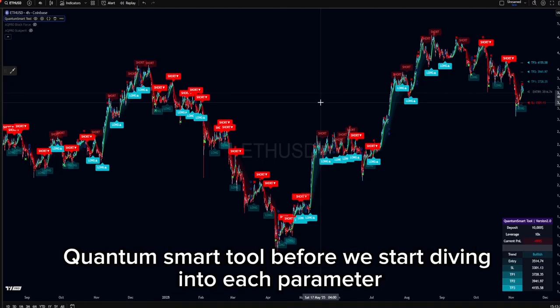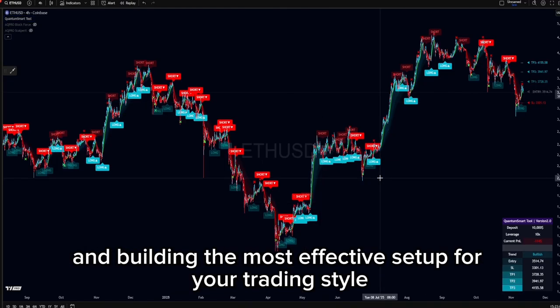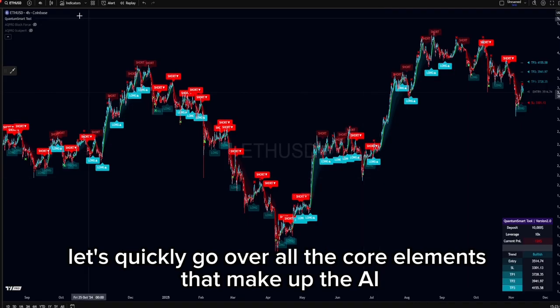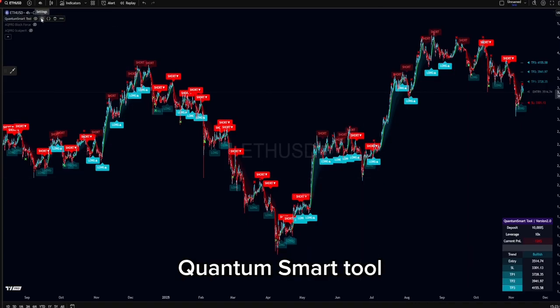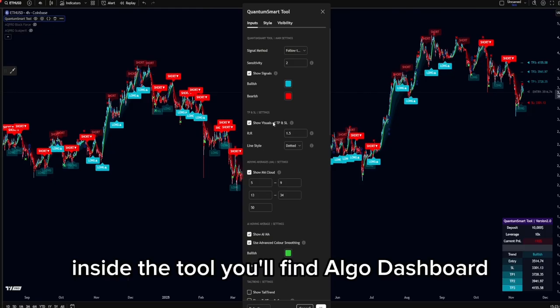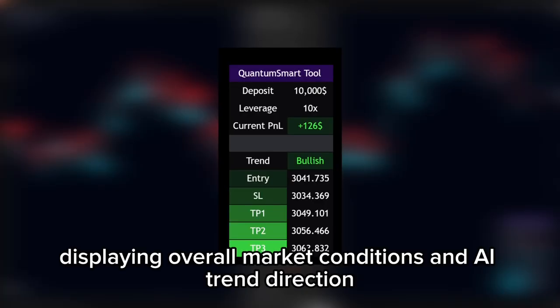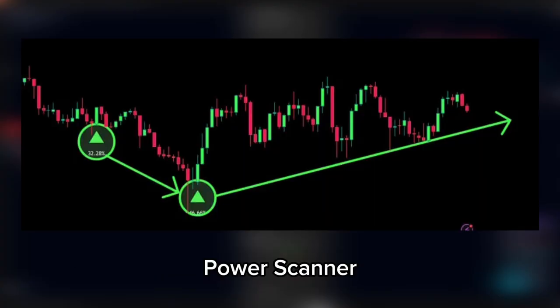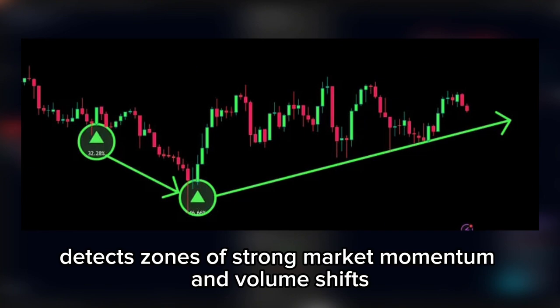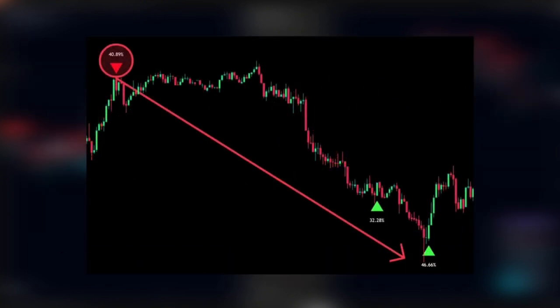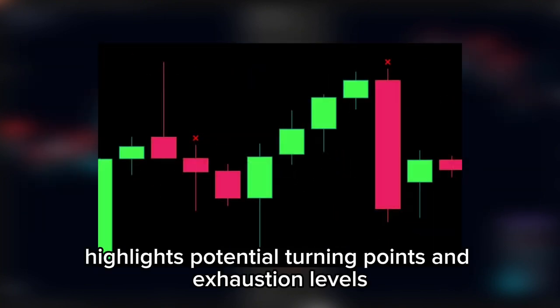Smart Tool. Before we start diving into each parameter and building the most effective setup for your trading style, let's quickly go over all the core elements that make up the AI Quantum Smart Tool. Inside the tool, you'll find Algo Dashboard, the control center displaying overall market conditions and AI trend direction. Power Scanner detects zones of strong market momentum and volume shifts. Reversal Peaks highlights potential turning points and exhaustion levels.